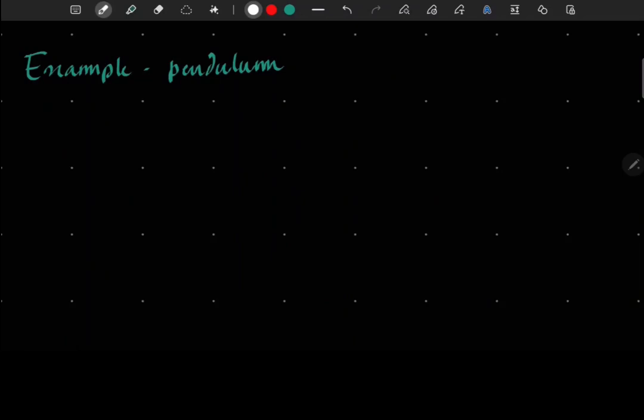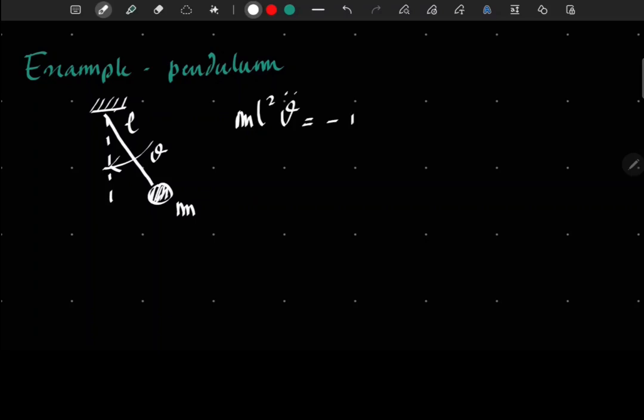Let's make an example. Let us consider a pendulum. So again, we have a hinge, the vertical axis, and a pendulum. We neglect the mass of the link, so we only consider the mass m of the pendulum, the length L of the arm, and the angle theta. And the equations for the system are the following. We have m L squared theta double dot equals minus m g L times the sine of theta minus b L theta dot.